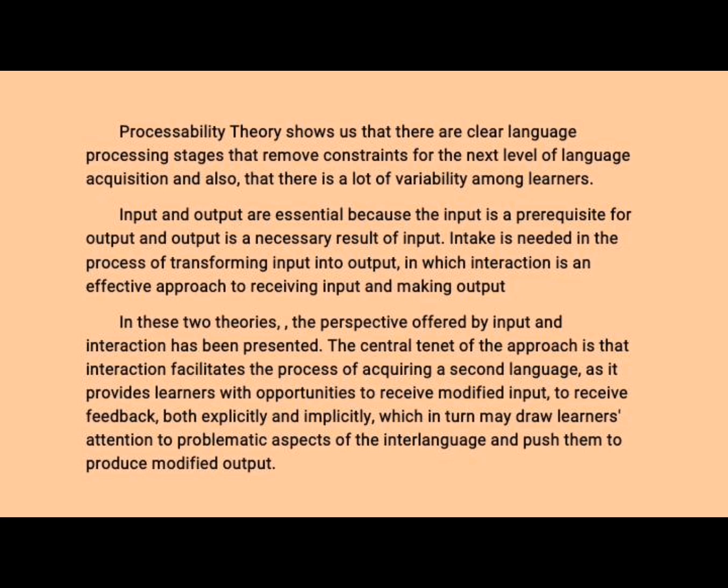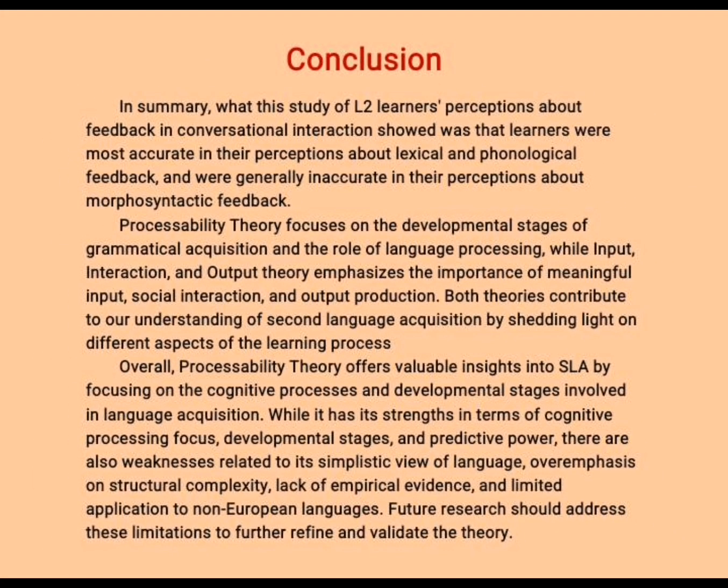So in these two theories, the perspective offered by input and interaction has been presented. The central tenet of the approach is that interaction facilitates the process of acquiring a second language as it provides learners with opportunities to receive modified input and to receive feedback, both explicitly and implicitly, which in turn may draw learners' attention to problematic aspects of the interlanguage and push them to produce modified output. In conclusion, let's summarize the main points of each.